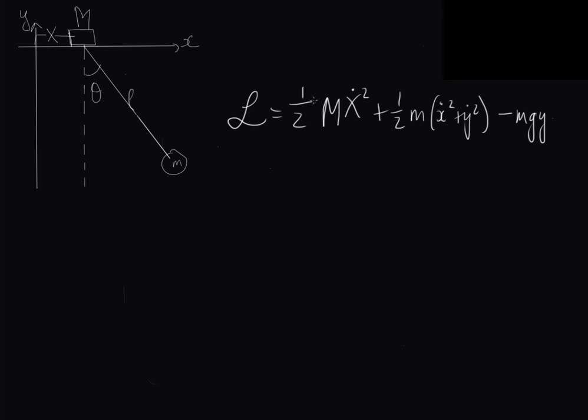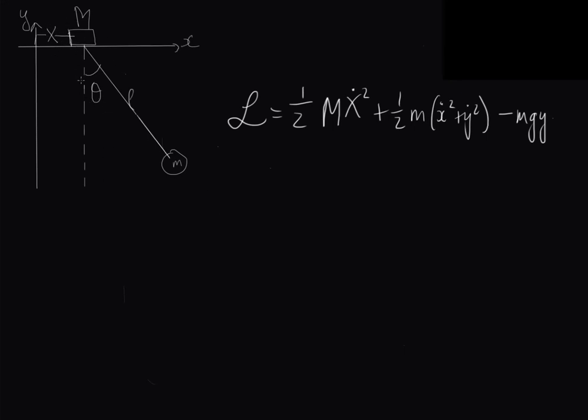So this is our Lagrangian: a half big M times big X dot squared, plus a half little m times x dot squared plus y dot squared, minus mgy. We want to convert these x's and y's and big X's into angles and big X's only.